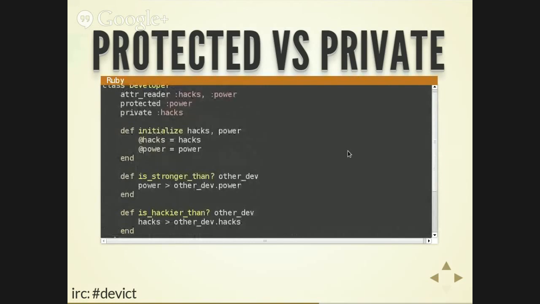So now in this implementation, I'm just accepting this data through my initializer. My initializer accepts two arguments, hacks and power, and we're just going to go ahead and set these on my properties. And then I define two methods. Is stronger than, and in Ruby convention, methods that end with a question mark will return a Boolean, true or false. So is stronger than accepts another dev, another instance of developer. And is hackier than accepts another developer.